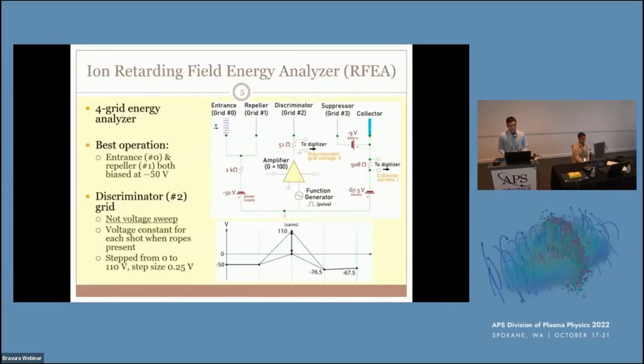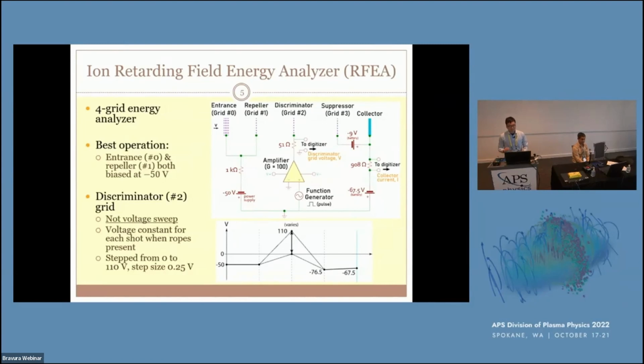So now moving on, I'll talk about the ion energy analyzer that I built. This is a 4-grid retarding field energy analyzer, or RFEA. It has 4 different grids shown here. The entrance grid attenuates the plasma. The repeller grid repels primary electrons from the incoming plasma. The discriminator grid is the grid on which we bias the different voltages on the RFEA.